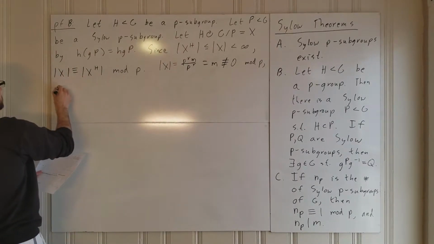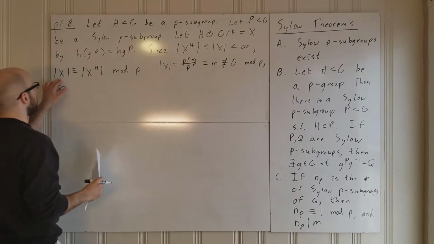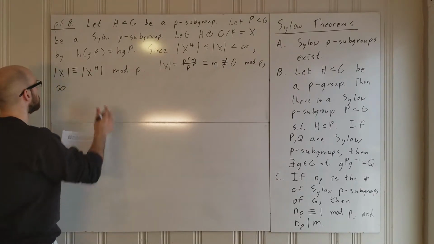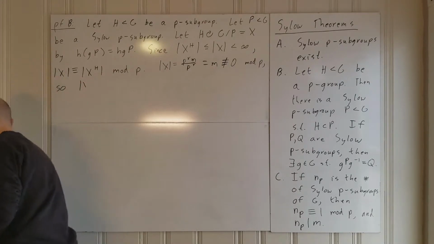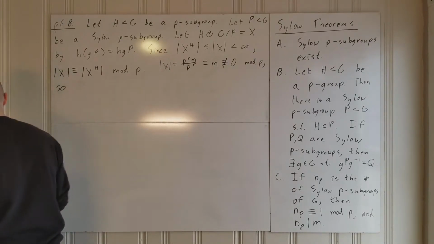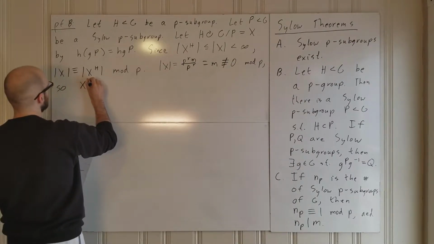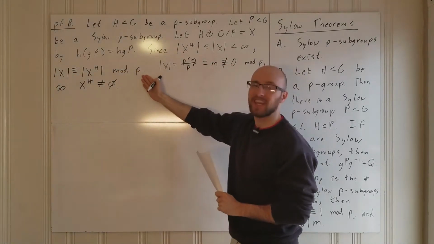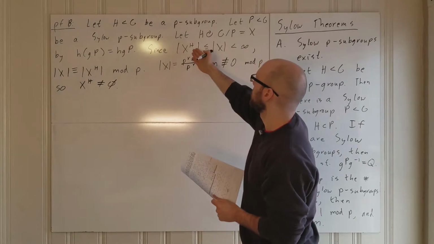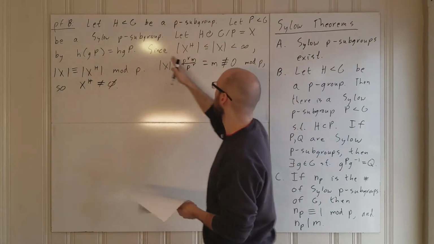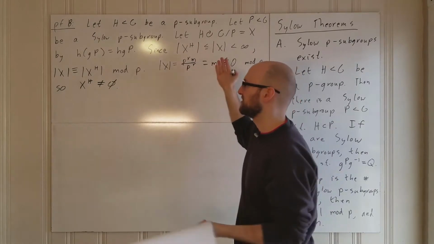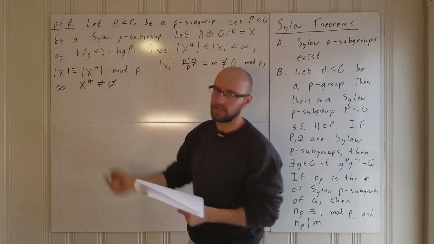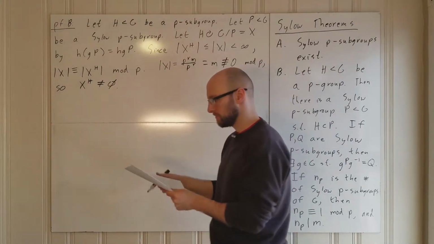So what this means is that if this is not equivalent to 0 mod p, then this cannot be 0. So the size of X to the H is not equal to 0, which means that X to the H is not equal to the empty set. Remember, when we wrote this down, there was nothing preventing that from happening. Certainly if this is the empty set, then its size is finite, and that's okay, and this can still make sense. But in this case, it's not true that X to the H is empty. We had to prove this.